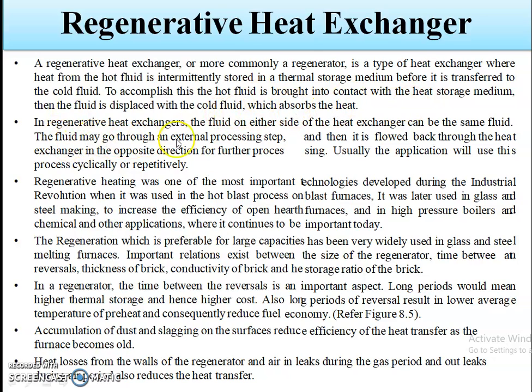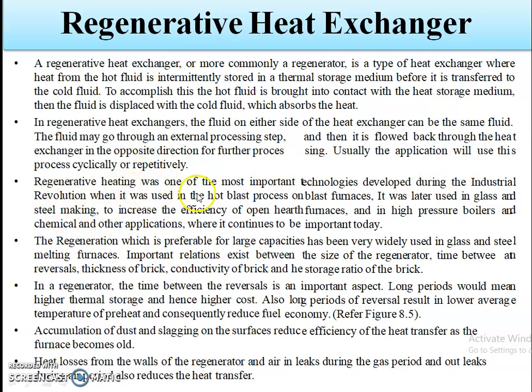In the regenerative heat exchanger, we aim to increase the efficiency of the furnace. The fluid on either side of the heat exchanger can be the same fluid. The fluid may go through an external processing setup and then flow back through the heat exchanger in the opposite direction for further processing. Usually the applications use cylindrical designs.